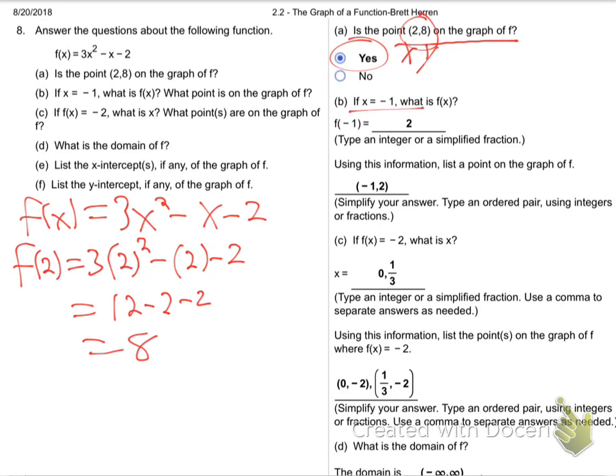If x is -1, what is f? You could do that, just plug it in. What I really want to get to is question C. That's one worth our time. If f of x is -2, let me just write that out bigger for you.